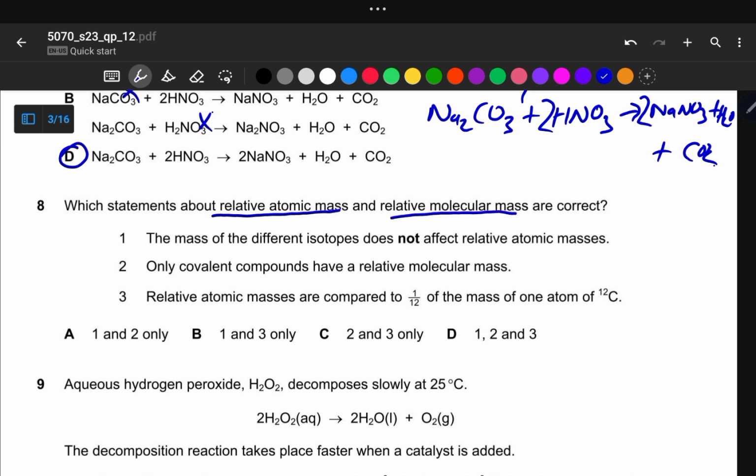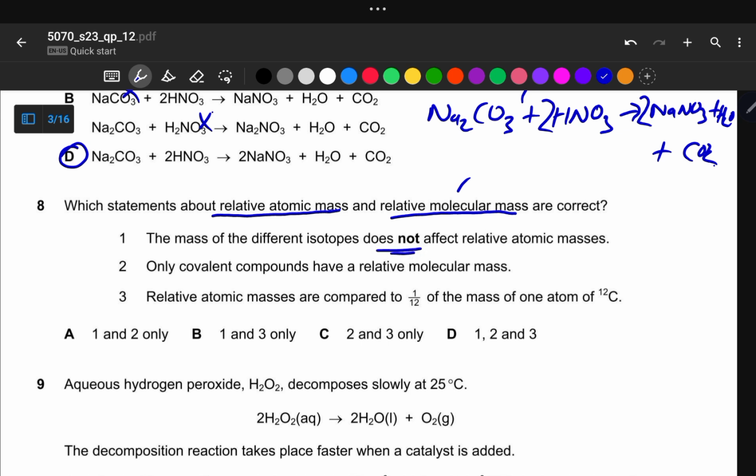So we have defined relative atomic mass in our previous questions, and then we want to define the relative molecular mass. So relative molecular mass is defined as the average mass of a molecule measured relative to 1/12 mass of a carbon-12 atom, right? So this is the definition of relative molecular mass. So the first statement says the mass of the different isotopes does not affect the relative atomic mass. So this is very wrong, right?